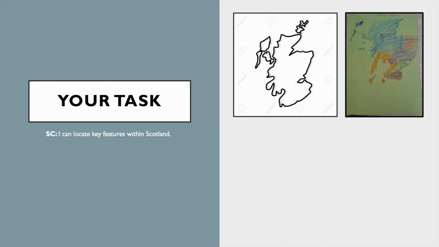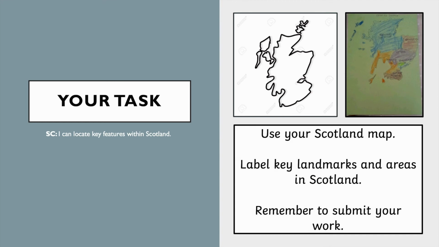On your screen just now, you can see the outline that was uploaded to your Microsoft Teams. On the right hand side, you can see an example map that was created by a pupil in Primary 7. Now this pupil has already labelled key areas in Scotland, so you can see how she's managed to colour in and add labels. Now what we're going to do is something very similar. Instead of adding labels for places in Scotland, we're going to add labels for key landmarks. So that is your task for today.